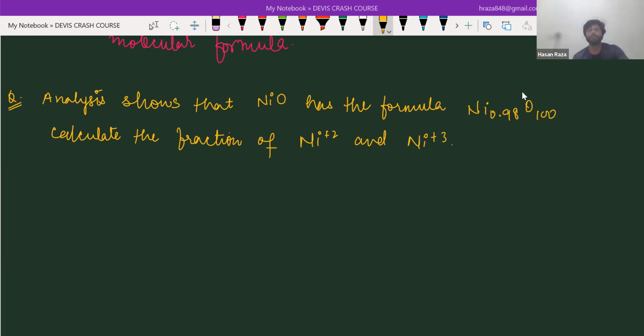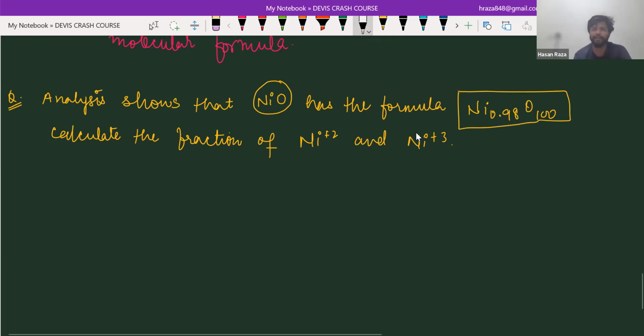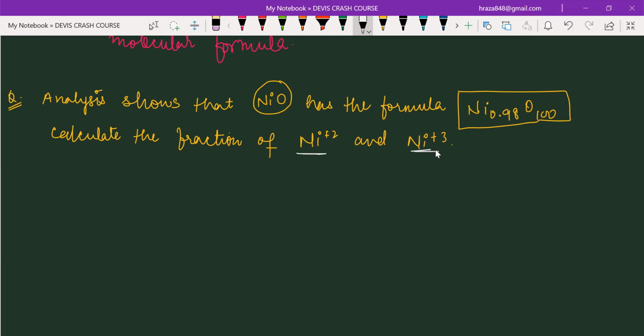See, it's very simple. Analysis shows that NiO, nickel oxide, has this formula, and it is asking to calculate the fraction of Ni+2 and Ni+3. Do you know this? Nickel is a D block element, right? Yes.